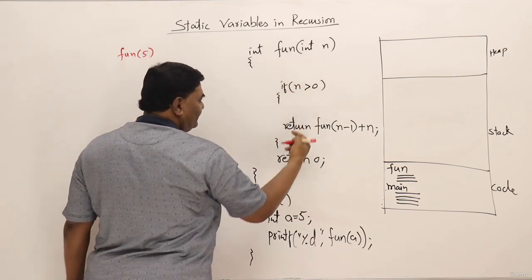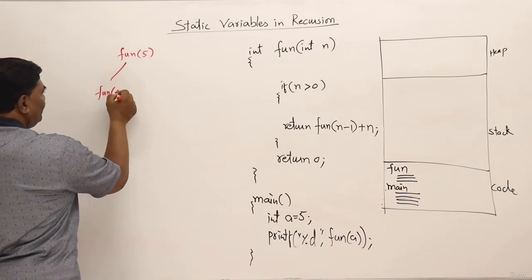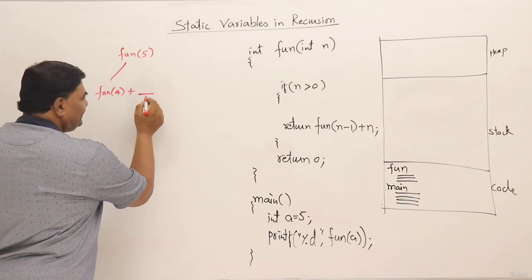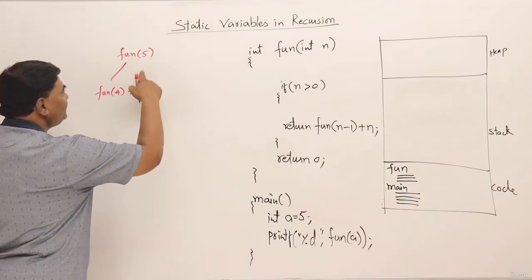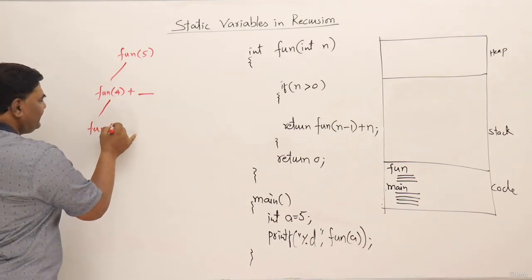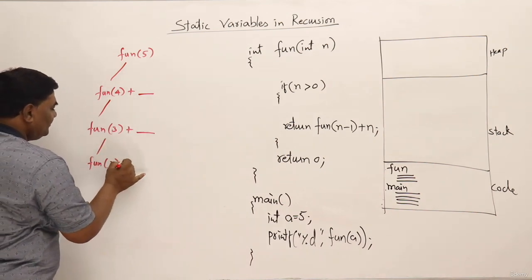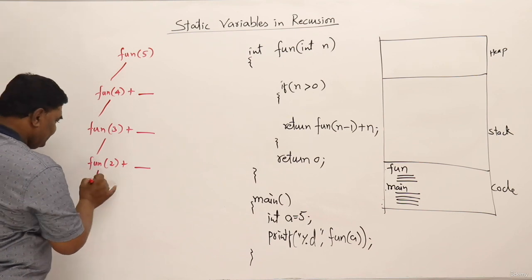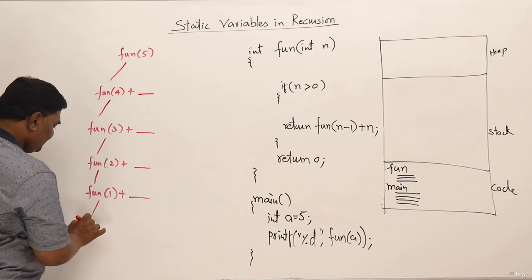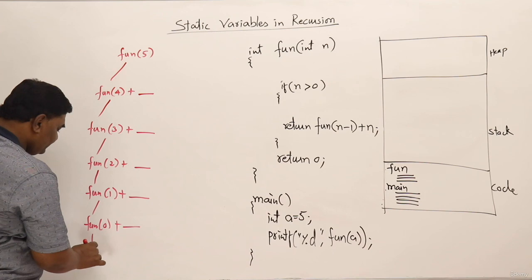And 5 is greater than 0, yes, so it will call itself for fun of 4 plus this n. Let it be blank here. That will be filled with the value of n. And what is the value of n here? 5. I'll use it afterwards. Then it will call itself for 3, and 4 should be added. I'll leave it blank. Then fun of 2, 3 should be added. I will leave it blank. Then fun of 1, 2 should be added. Then fun of 0, 1 should be added. And fun of 0 is 0.